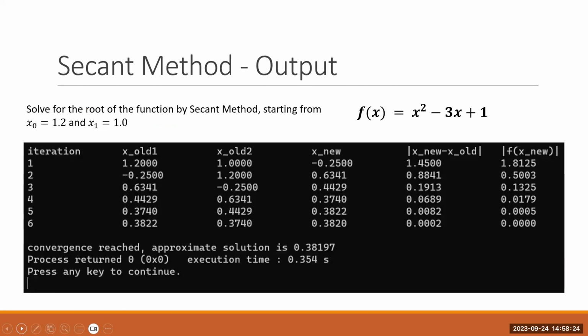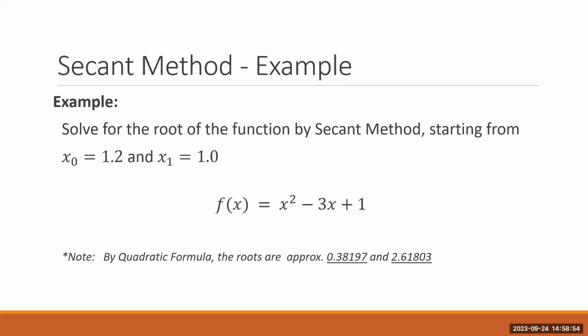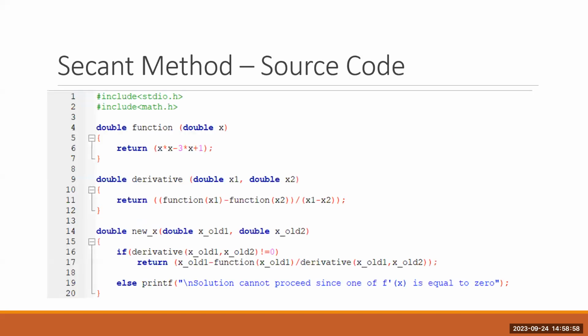So here is the output as shown in the executable file. From iteration 1 to 6, it prints the values of your x and also the values of your convergence criterion. And as we can see in iteration number 6, the solution converges to 0.38197. And this is verified by using the quadratic formula, so you get the same result.